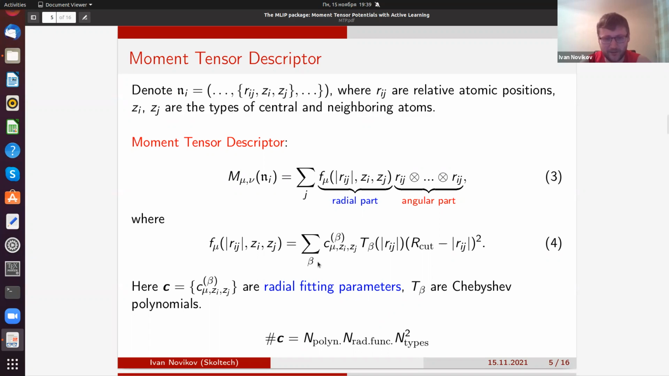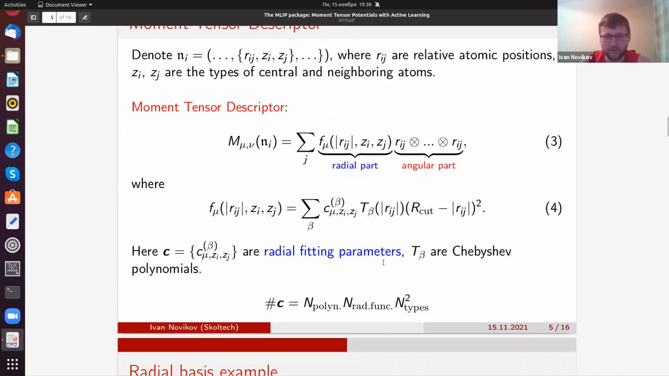We sum over polynomials. Typically we take around 12 or sometimes 16 polynomials. And imagine we have a binary system. So for a binary system, we will have around several hundred radial fitting parameters. Let's go to the next slide.